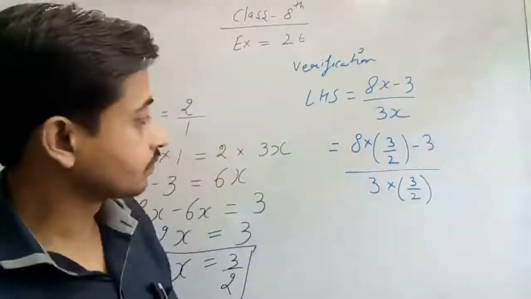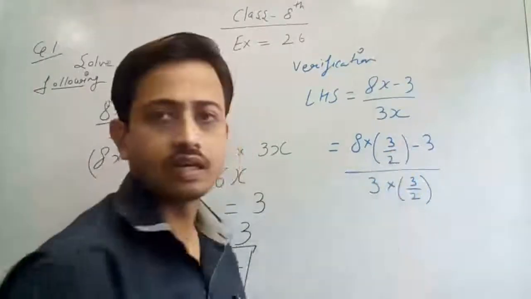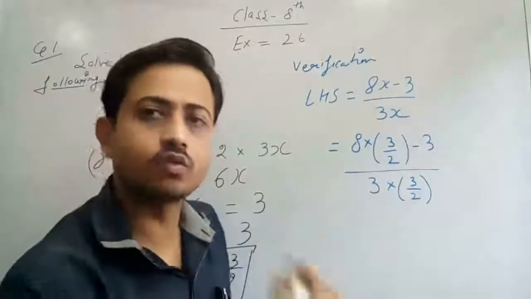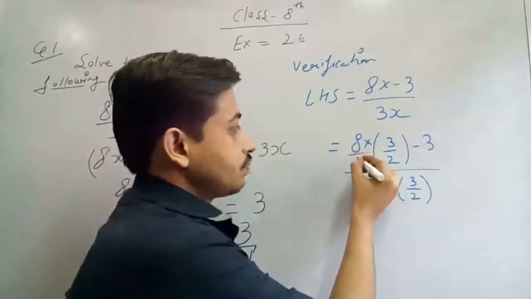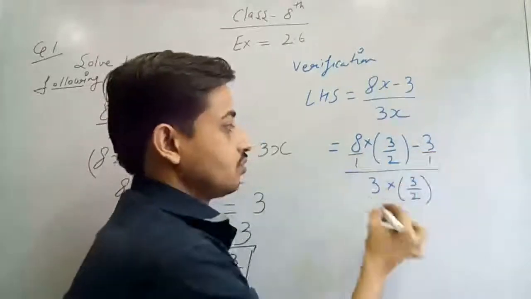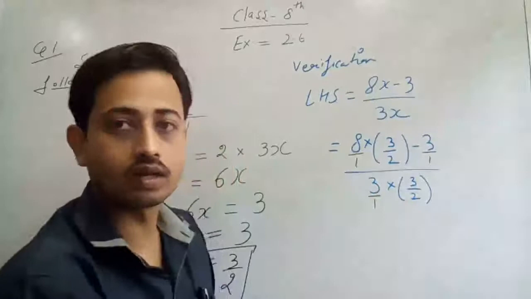Now look at this. This is rational. Try to make everything rational. It's very easy to solve. So I am writing 8 by 1. This is also written as 3 by 1. This is also written as 3 by 1. Now please solve it.